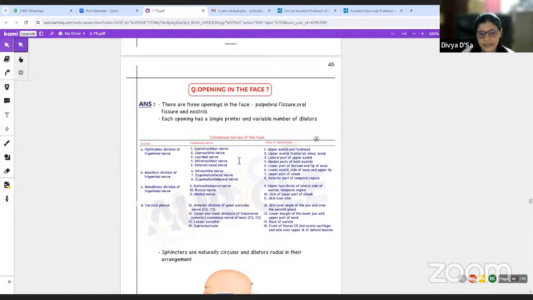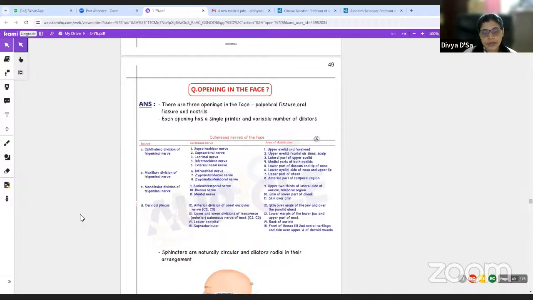That is infraorbital nerve, zygomaticofacial, zygomaticotemporal nerve. So the infraorbital nerve supplies the lower eyelid, side of the nose and upper lip, whereas the zygomaticofacial nerve will be supplying the upper part of the cheek. And zygomaticotemporal will supply the anterior part of the temporal region.